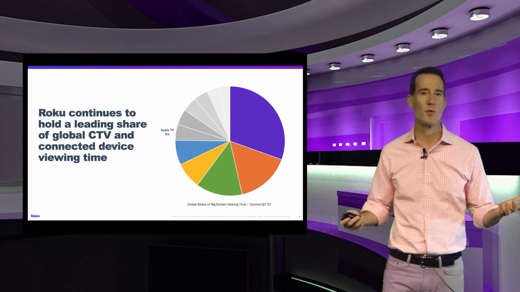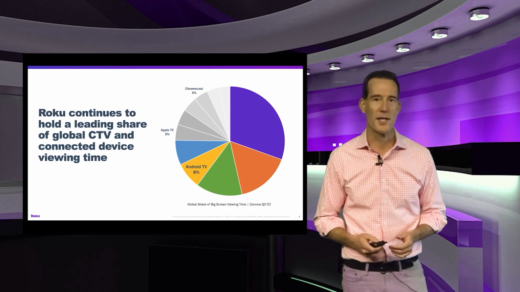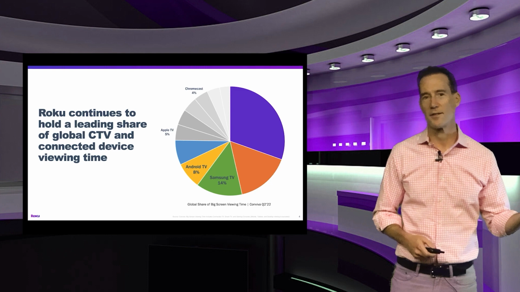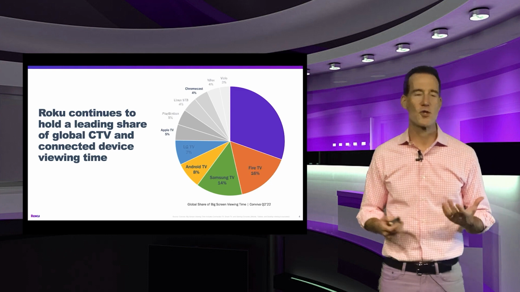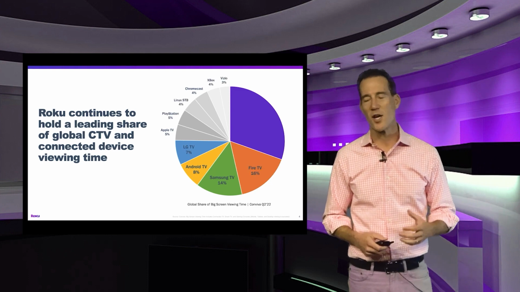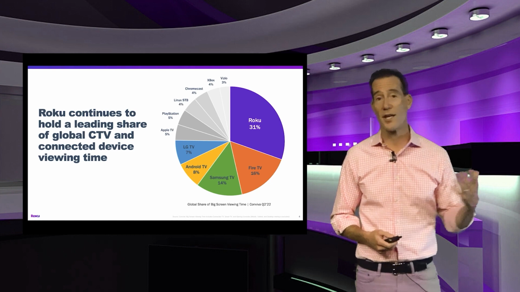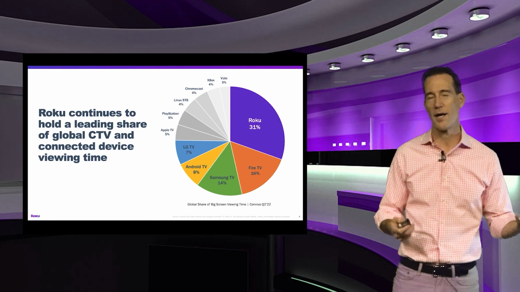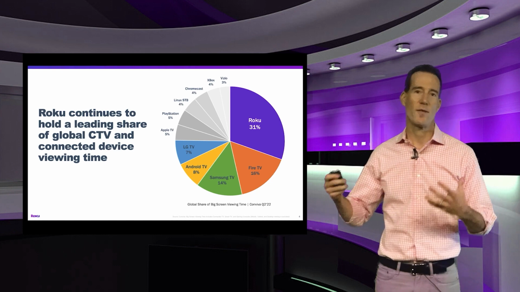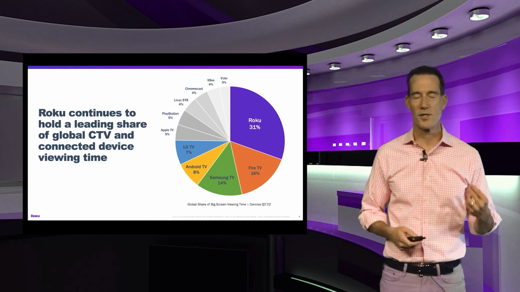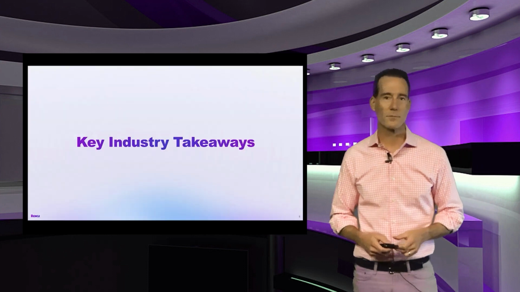Well, then they'll say, well, it's got to be Google. Well, Google is about 12%, followed by then Samsung or Fire TV. Well, they'll be shocked to realize that Roku is almost a third of global connected TV viewing time. We're bigger than our next two platform competitors combined. So we have the audience, we have the scale to make your developers' resources go further.